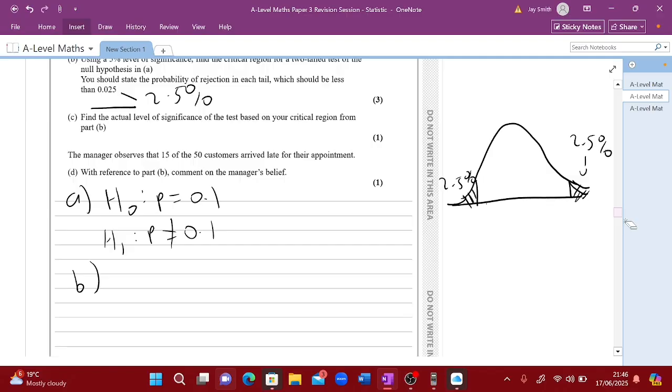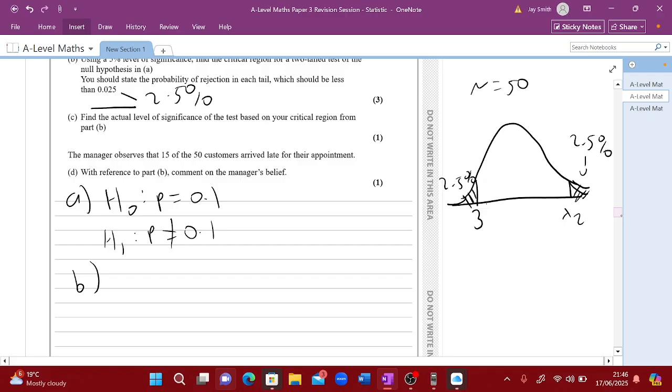And so if we find these values, x1 and x2, for example, these are the boundaries. If we have the number of customers that fall into it, so say this was, I don't know, 3 customers that are late out of 50, right? Because they have 50.